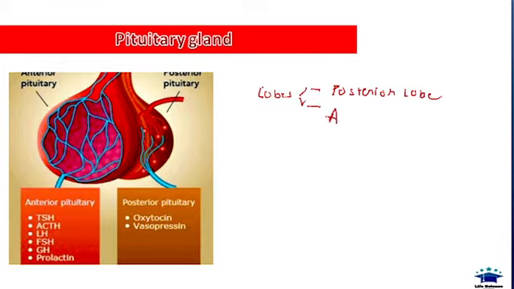Second is the anterior lobe. This gland has two lobes, anterior and posterior lobes. The posterior lobe secretes hormones that are made by the hypothalamus.